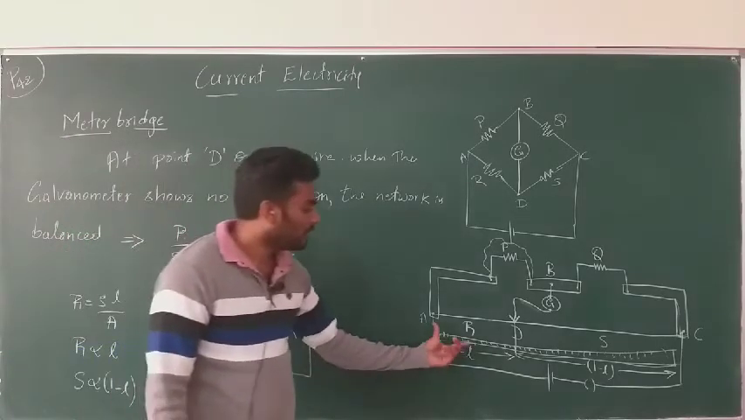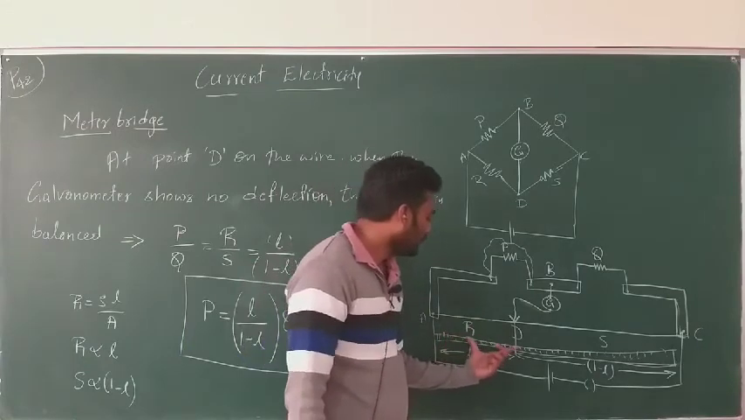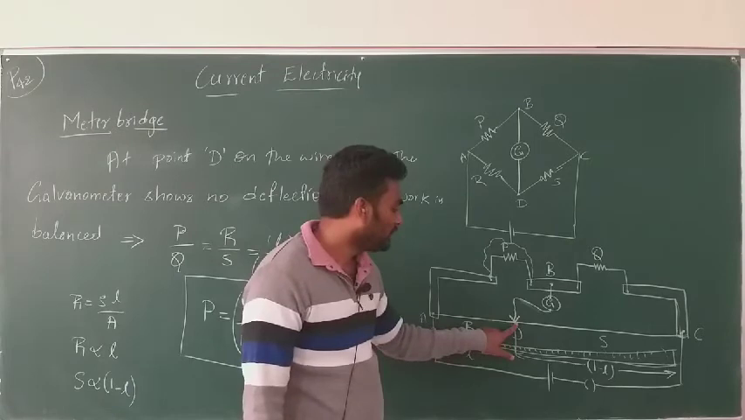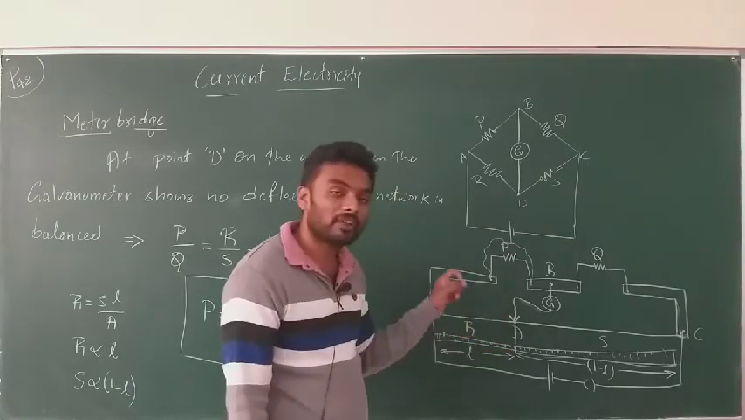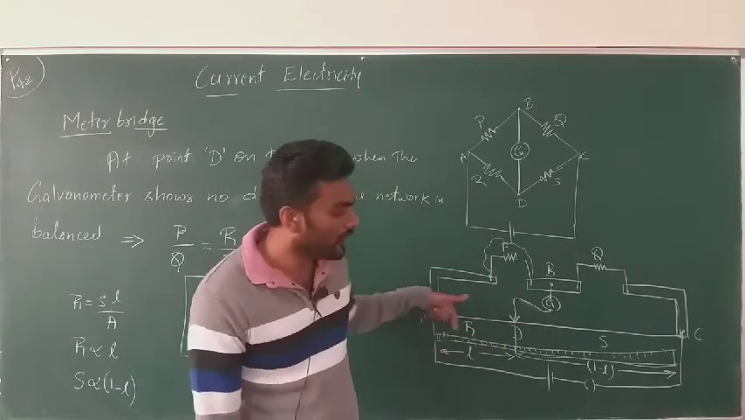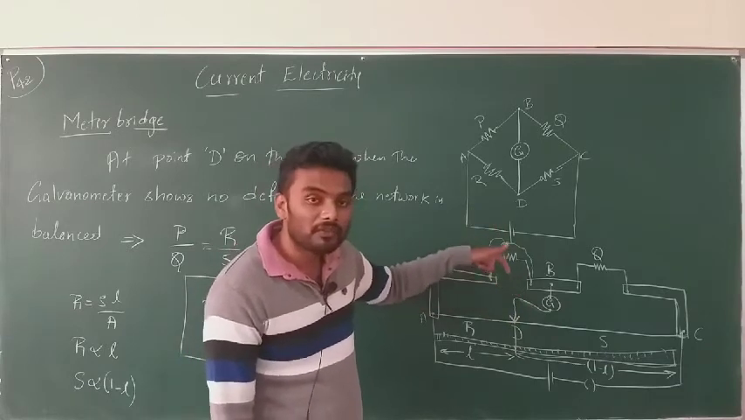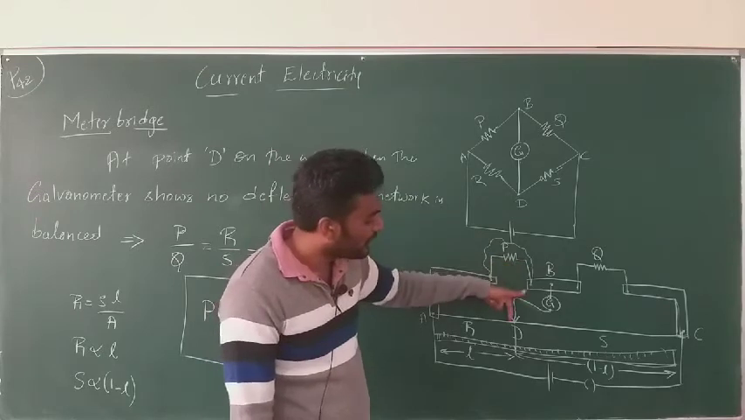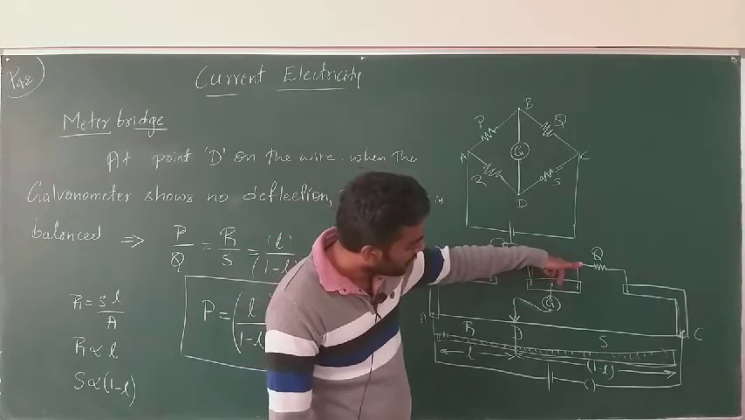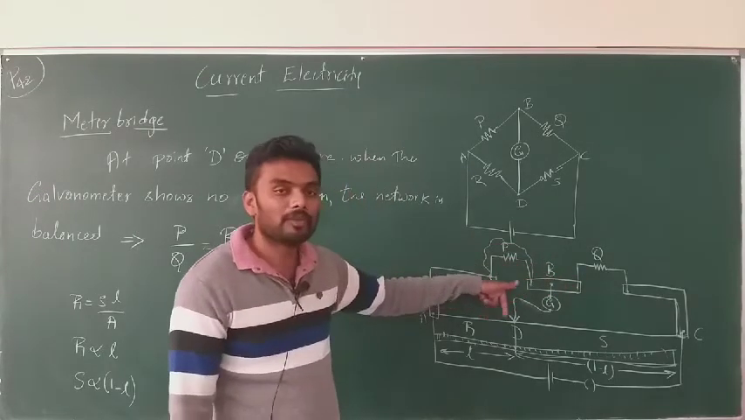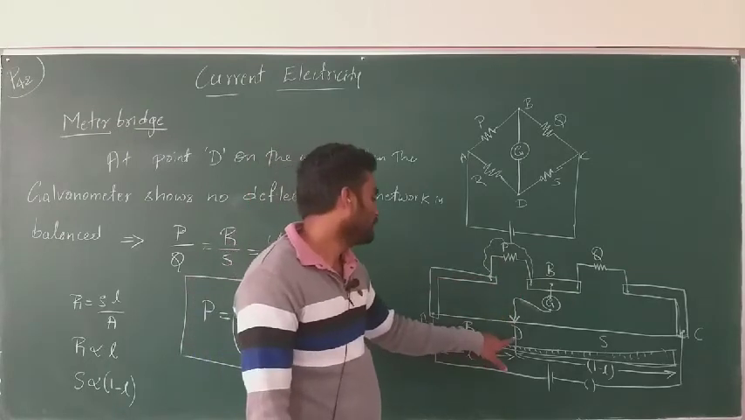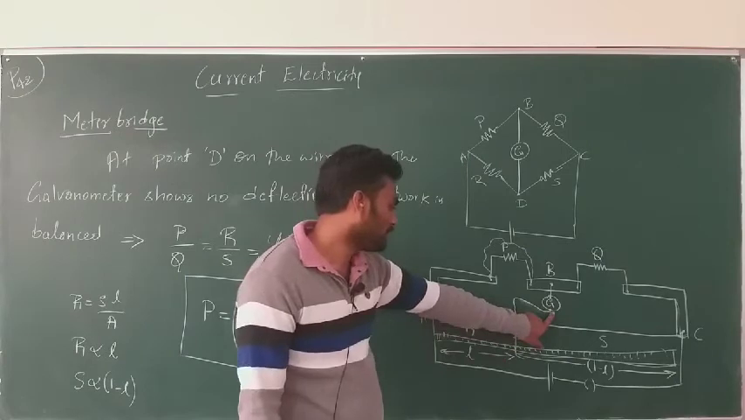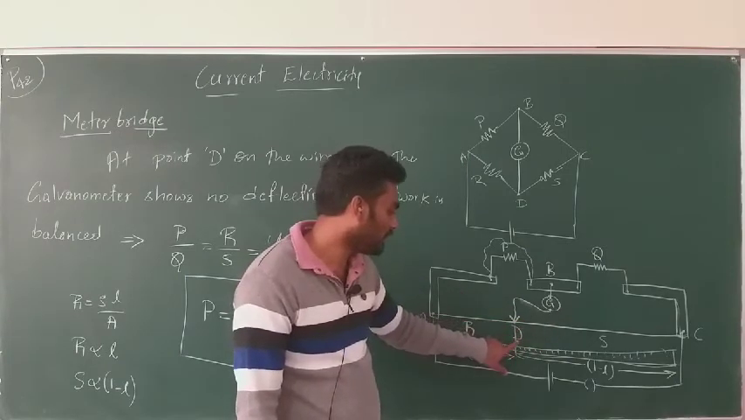What is L here? L is the length AD, where D is the point when the circuit is balanced. How do we get the point D? D can be anywhere. D is the point where the circuit is balanced, or the point where the current through the galvanometer becomes 0. So we can get D using the galvanometer. When the galvanometer shows 0 deflection, we will stop sliding and hence we get D.